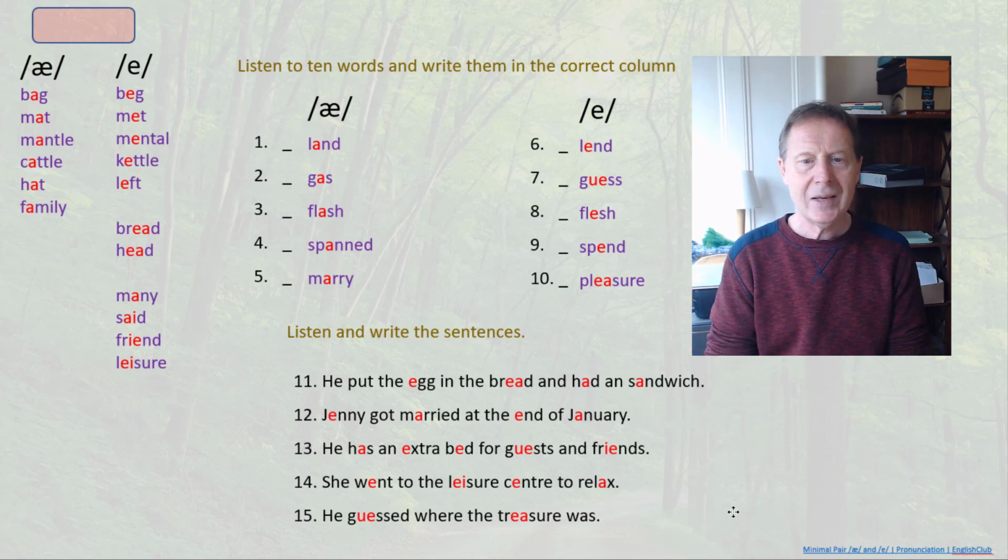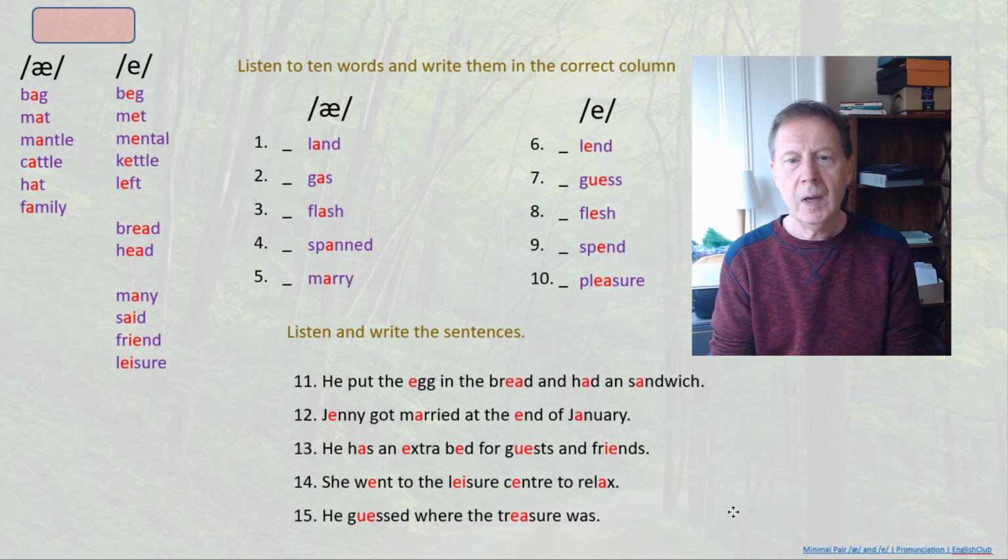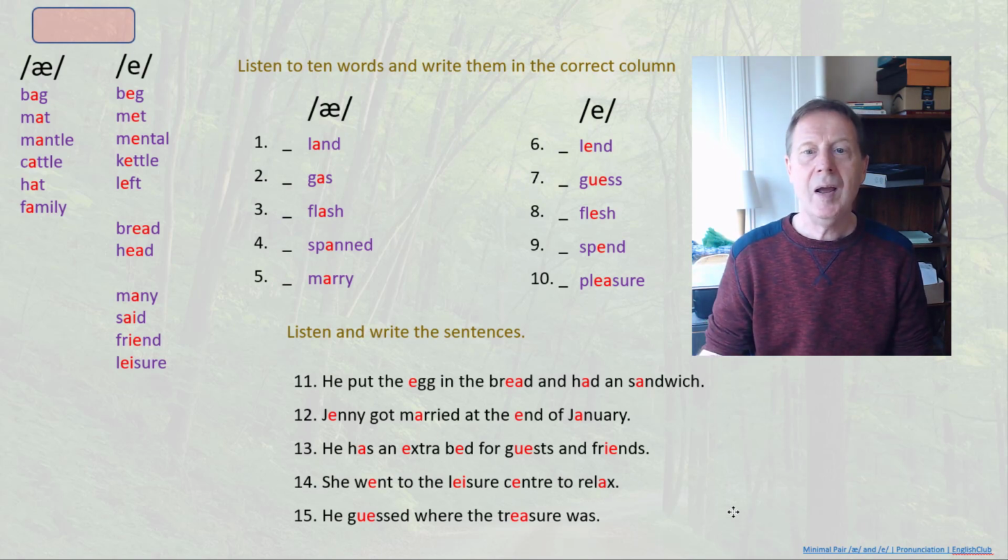Number 15. He guessed where the treasure was. And there we have EA in treasure, which is similar to pleasure.